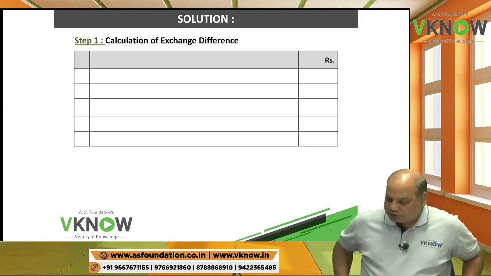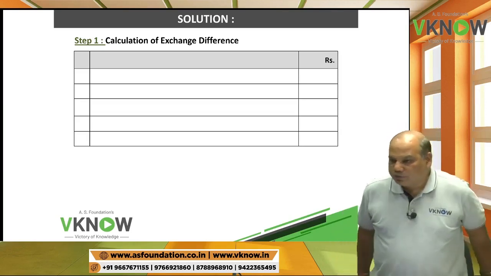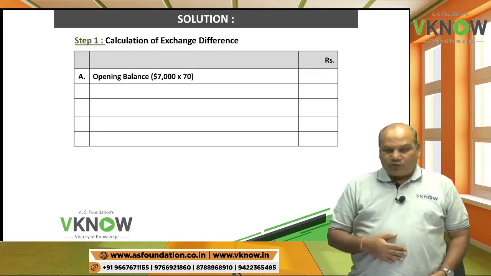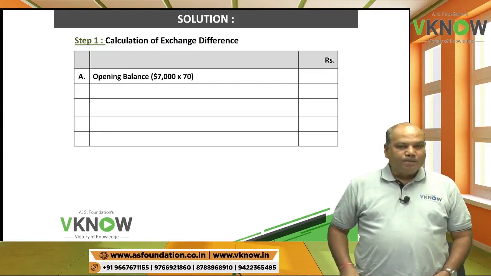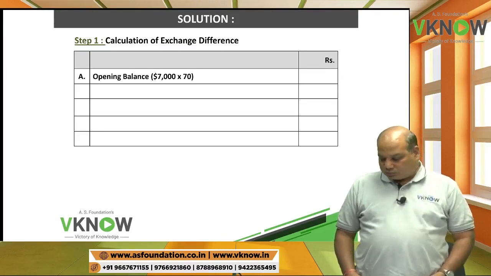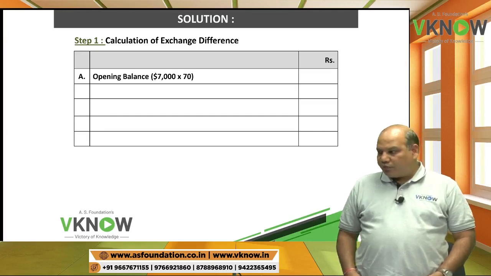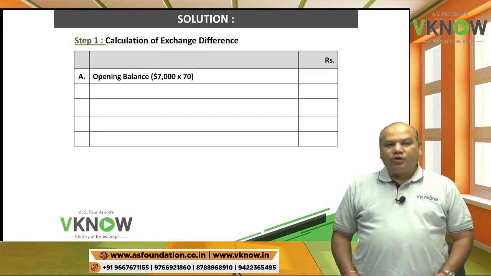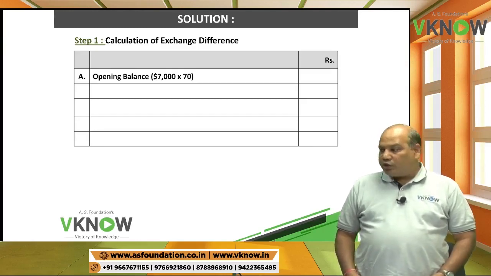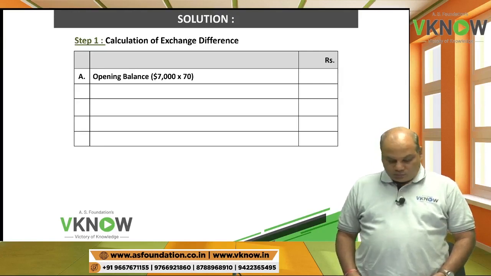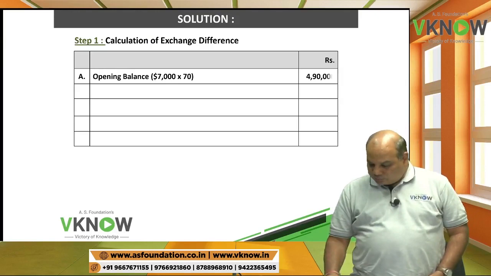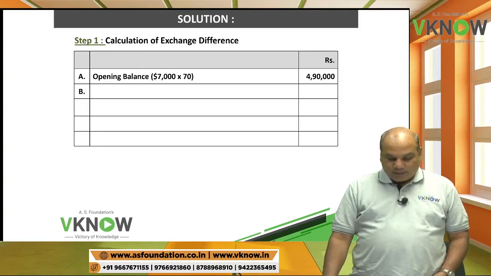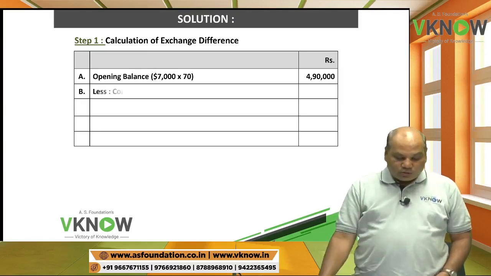So please write down calculation of exchange difference. Right hand side, rupees. Point number A, opening balance: $7,000 into 70, which is 4,90,000. Opening balance, we have $7,000, opening rate 70.